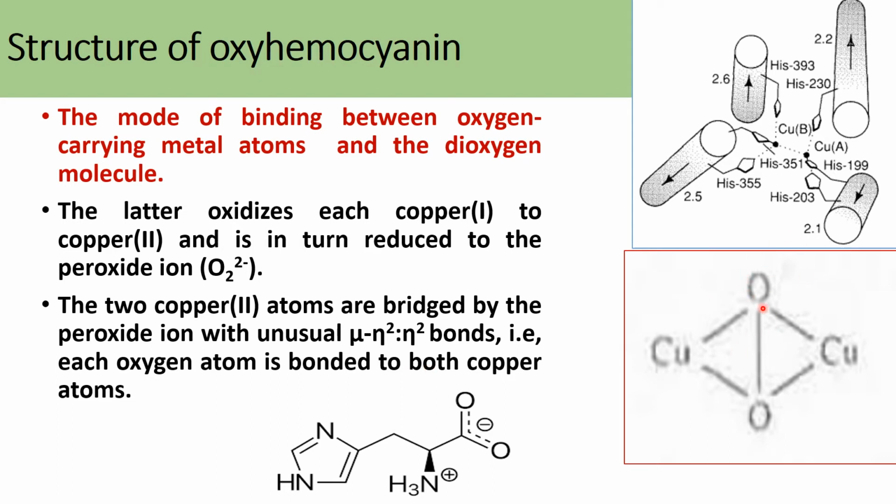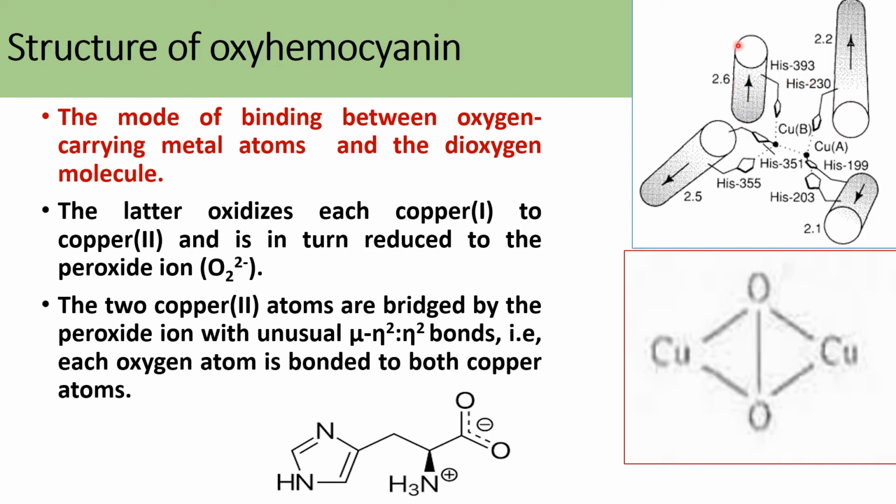The hemocyanin before oxygenation is represented here. It has two copper atoms. Each copper atom is attached to three histidine units: histidine 355, histidine 351, histidine 393, and another copper atom, copper A, which is attached to histidine 230, histidine 199, histidine 203. We know histidine is an alpha amino acid that is used in the biosynthesis of proteins.